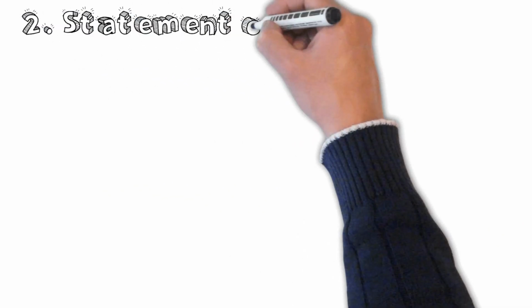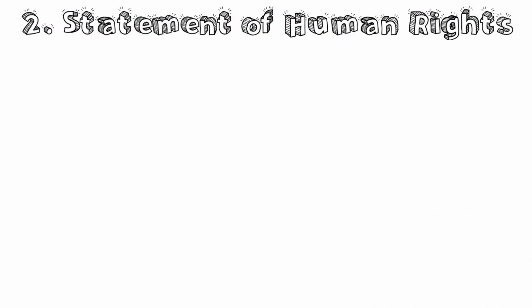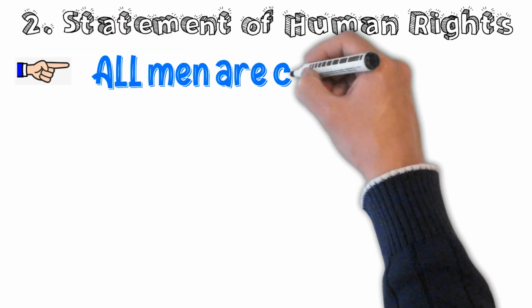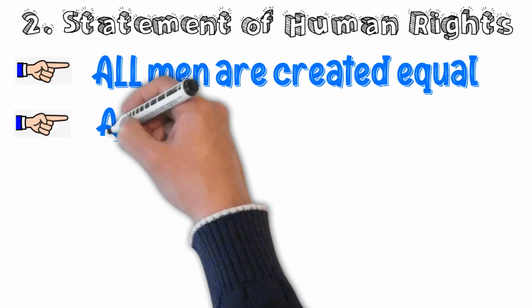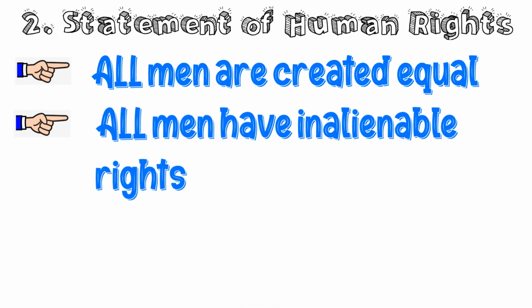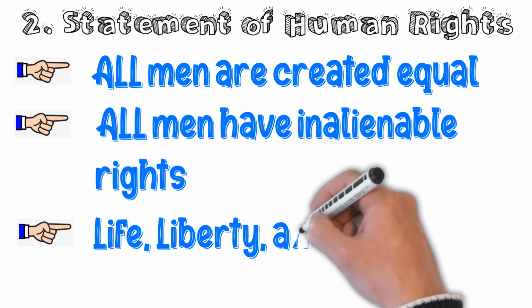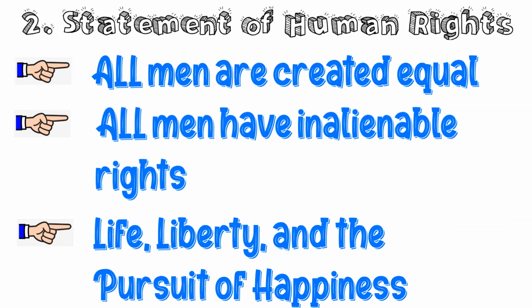Next, we have the Statement of Human Rights. Here Jefferson writes the famous words, "All men are created equal, that they are endowed by their Creator with certain unalienable rights, that among these are life, liberty, and the pursuit of happiness." The colonists believed that the king and parliament had violated their natural rights on numerous occasions. While the concept of natural rights was nothing new to the colonists, Jefferson stated that he wanted to place before mankind the common sense of the subject in terms so plain and firm as to command their assent.